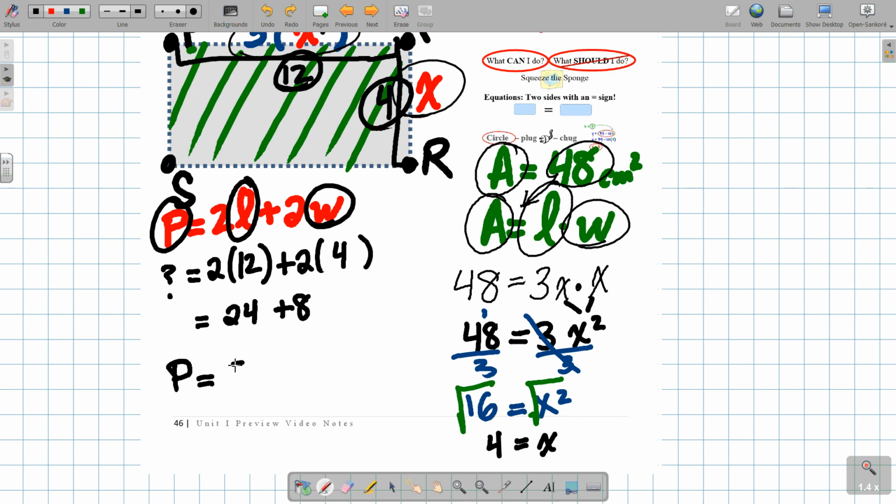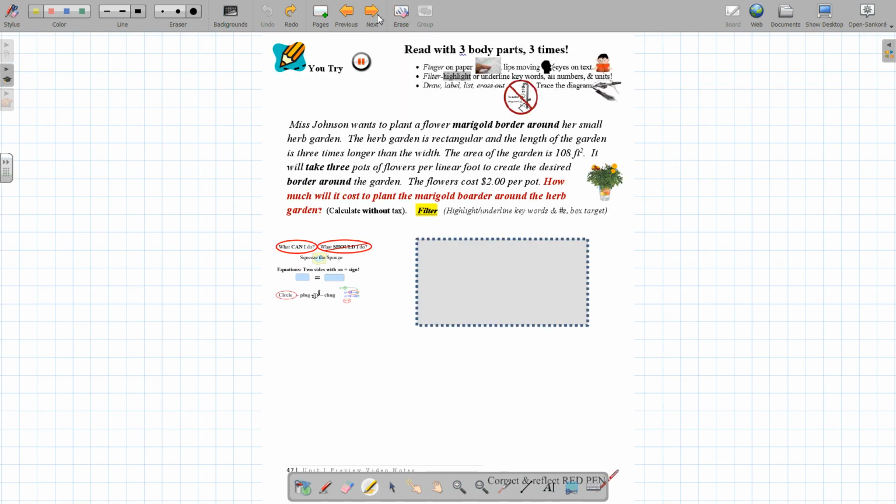So we have Miss Johnson wants to plant a flower marigold border around her small herb garden. The herb garden is rectangular, and the length of the garden is 3 times longer than the width. Area of the garden is 108 feet squared. It will take 3 pots of flowers per linear foot to create the desired border. The flowers cost $2 per pot. How much will it cost to plant the marigold border around the herb garden? Don't worry about tax. Ready?